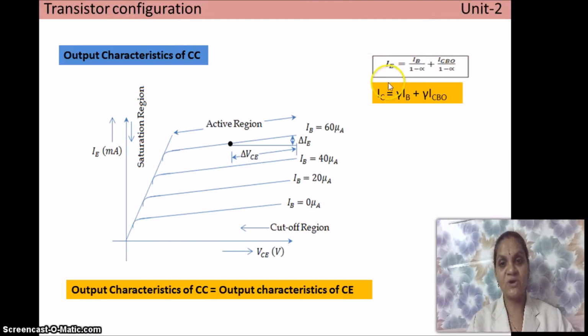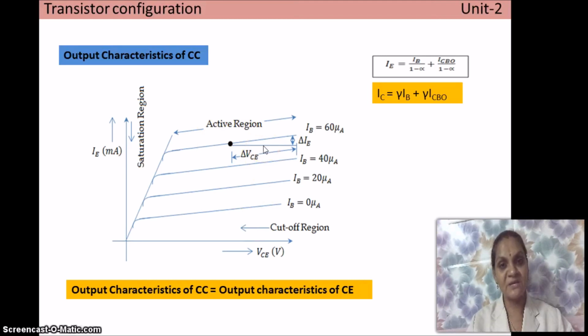That should be the only change. And you have to keep this expression in mind under the collector current expression. Right, so this behaves exactly the same way. This is the active region, this is the cutoff region, and this is the saturation region. Saturation region is the switch on, cutoff region is the switch off, and in the active region the transistor is used as an amplifier.